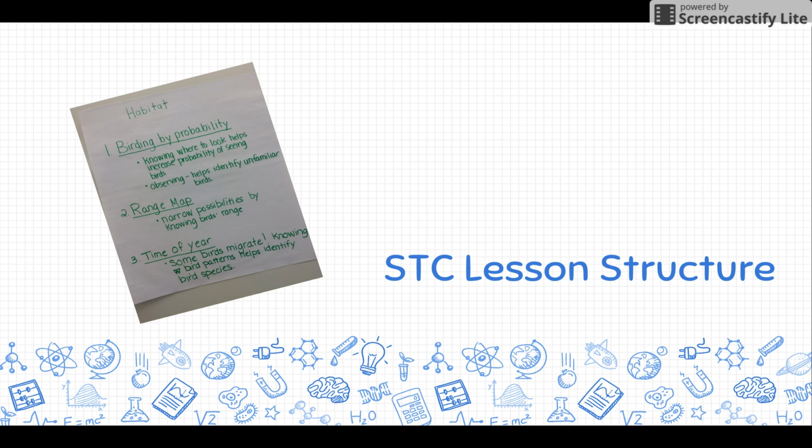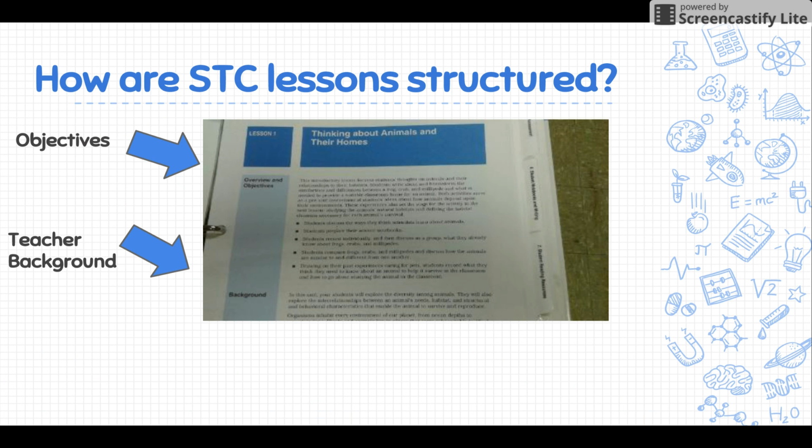STC lesson structure. How are STC lessons structured? When you open to tab 4 in the teacher's guide, you'll see all of the lessons in chronological order. They always start with an overview and objectives. The overview is a summary of what students will do and learn throughout the unit. The bullet point objectives help me to write my objectives for my lesson plan.